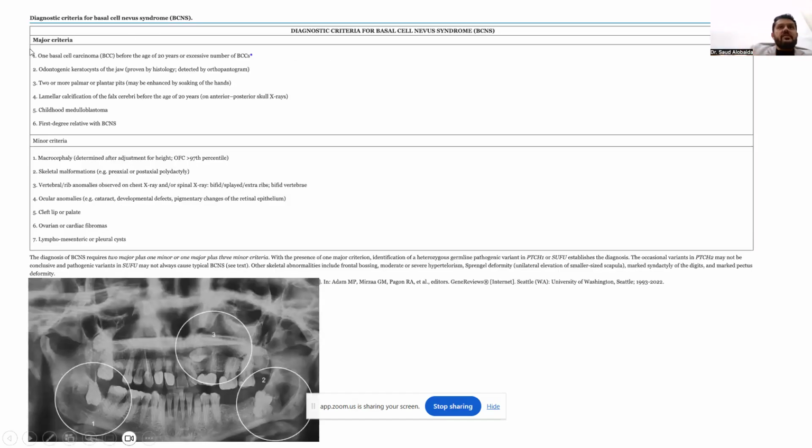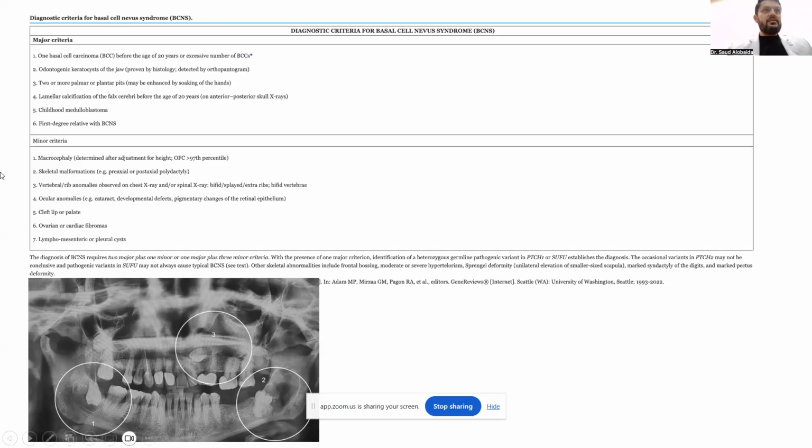And you can see the criteria. There's major and minor. So one basal cell carcinoma before the age of 20 or an excessive number of BCCs. Odontogenic keratocysts, and these are best seen by a panoramic view of the jaw. Palmar and plantar pits, lamellar calcification of the falx cerebri, and you can see this on an AP X-ray. Medulloblastoma in childhood and a first degree relative with the syndrome.